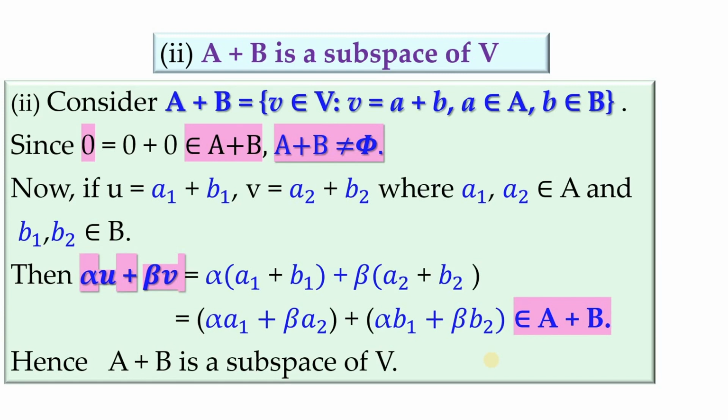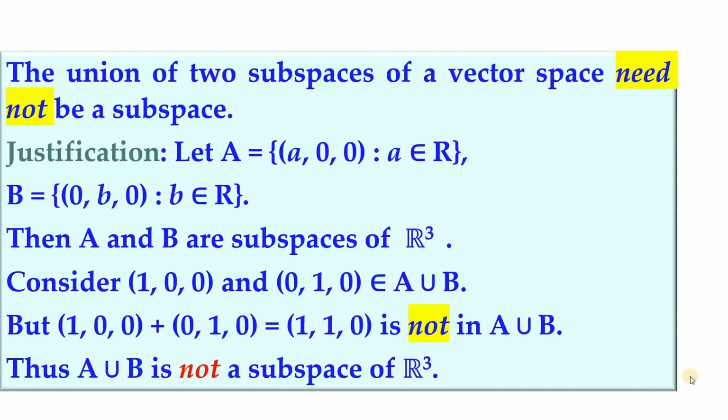Now we consider two elements u and v, where u is equal to a1 plus b1 and v is equal to a2 plus b2, where a1 and a2 are members of A and b1 and b2 are members of B. So if we consider alpha u plus beta v, then we get alpha into a1 plus b1 plus beta into a2 plus b2. Now by the conditions in the definition of a vector space, this is alpha a1 plus beta a2 plus alpha b1 plus beta b2. So this is again a member of A plus B, for the reason that the first one is a member of A as A is a subspace, and the second one is a member of B as B is a subspace. So we have A plus B to be a subspace of V.